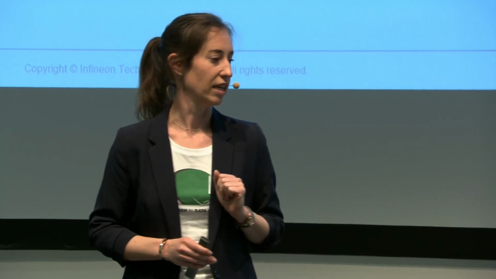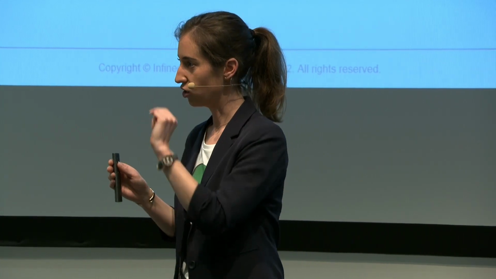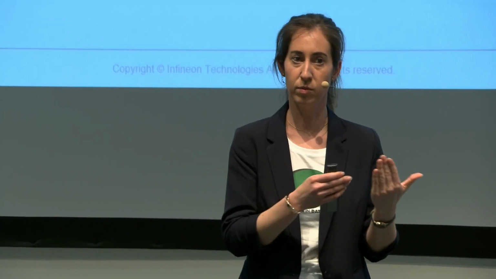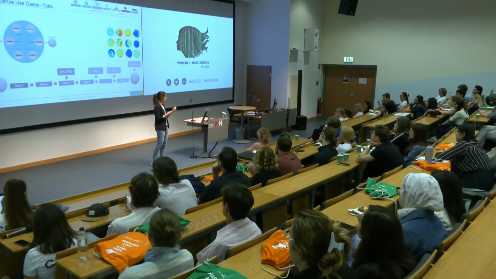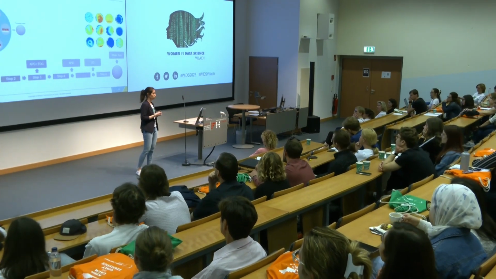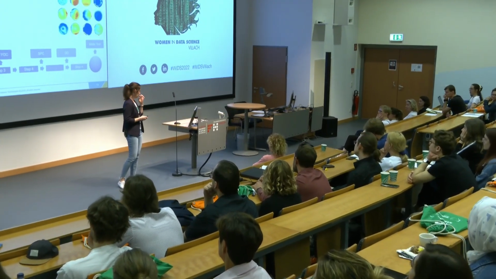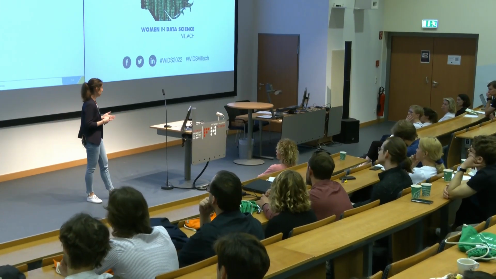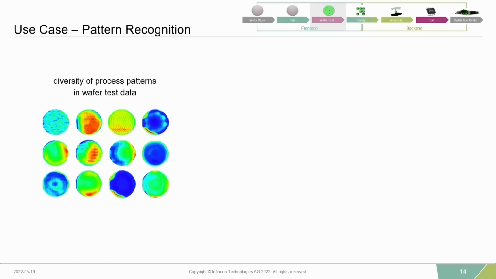Coming to another data source, we are here already at the stage of wafer testing. So this is the first stage where you can test the functionality of each of your devices on the wafer. And if you visualize these electrical parameters which are tested at that stage, you can see them as so-called wafer maps. And what we are interested in here is pattern recognition.